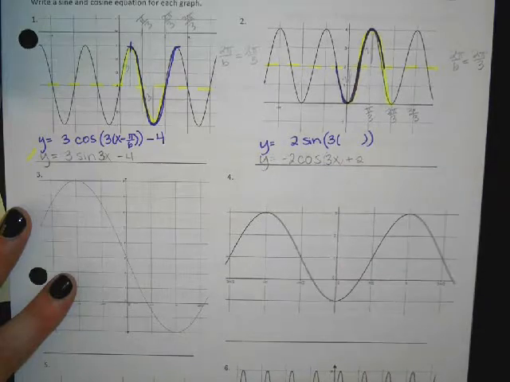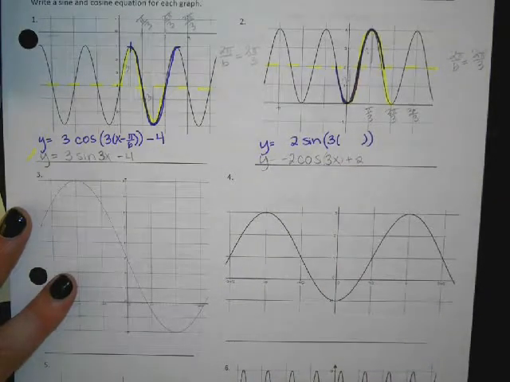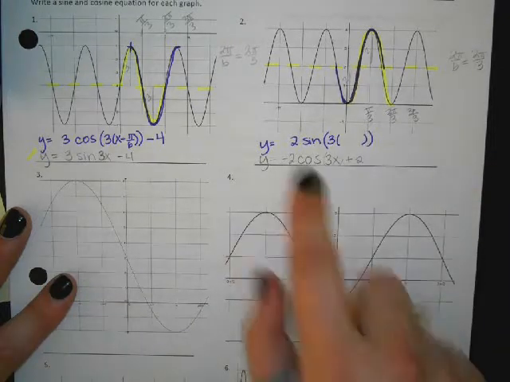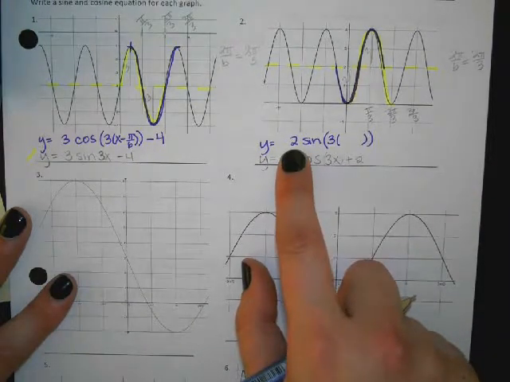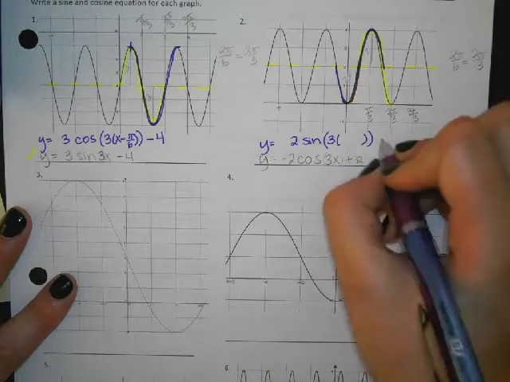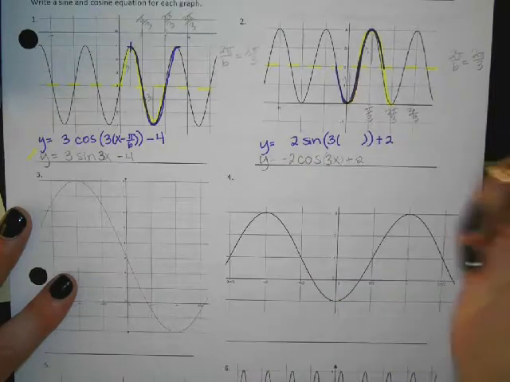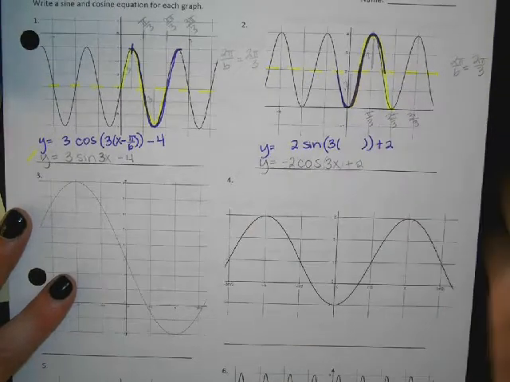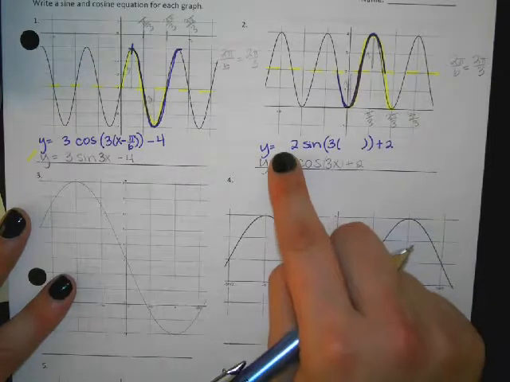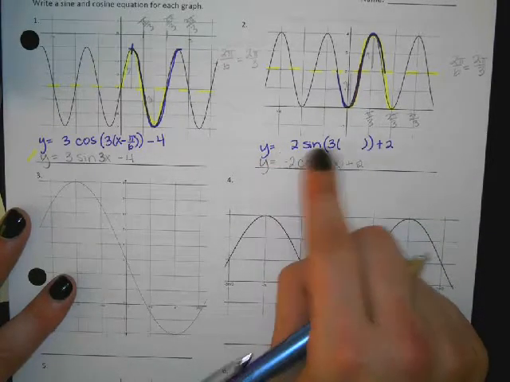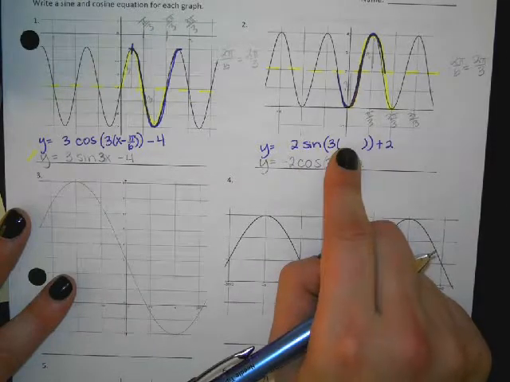What else is the same? The midline of 2. We already did the amplitude, right? We already did the 2 in the front. So you're right, that is the same. The plus 2 at the end for the midline, that is also the same. Okay? So the 2 things that we have to consider is: is this a right side up graph or an upside down graph? And how far did it shift to the left or right?